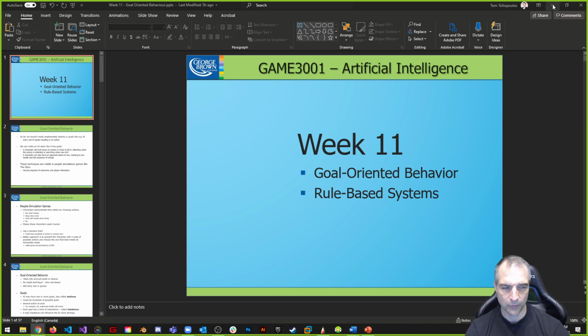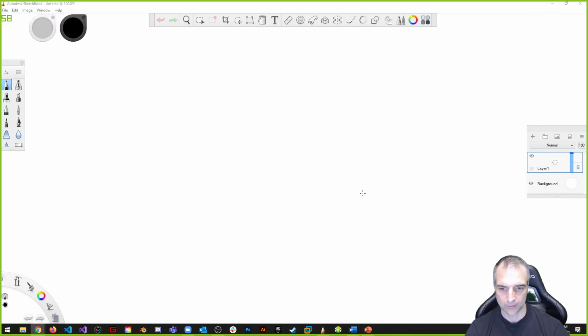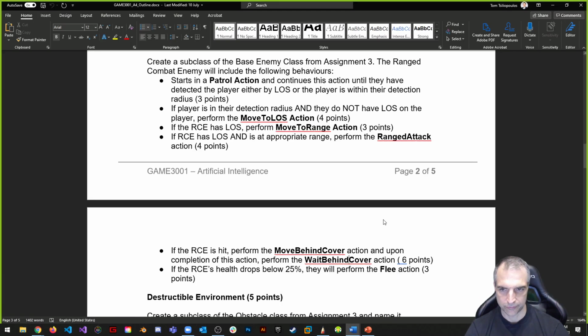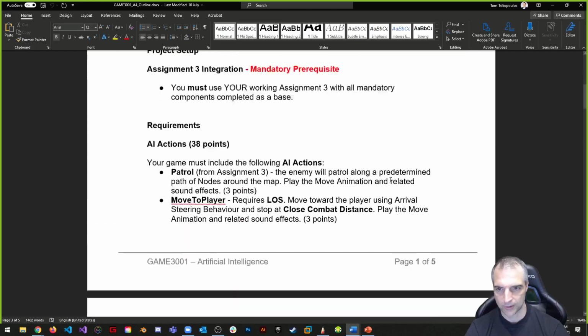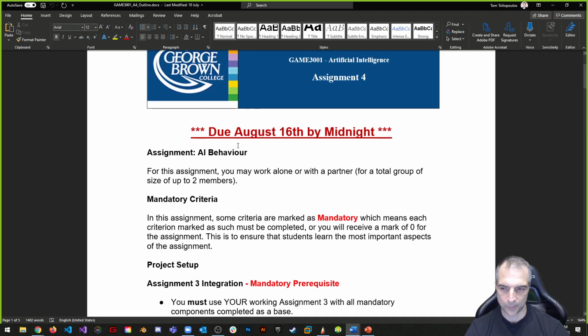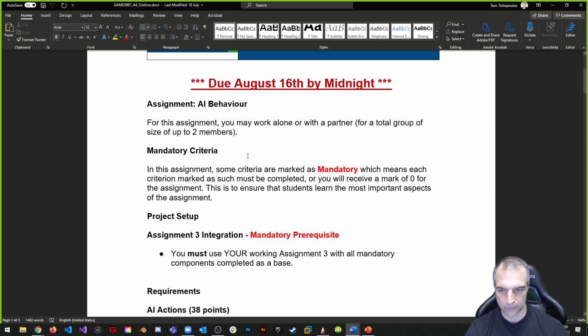This morning's class, we talked about goal-oriented behavior and rule-based systems, and also utility AI. And for the lab, what I really want to focus on is planning. I'm going to draw it out. I want to plan out a decision structure for our code. Let's think about this for assignment 4, just to help you guys out. I did this for the group that was with me this early afternoon.